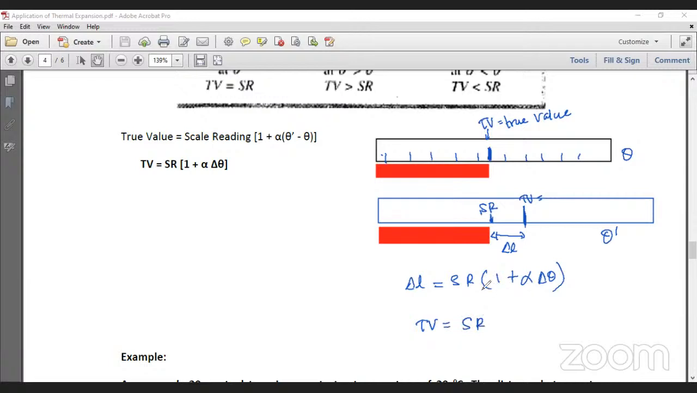Sorry, here මට value නෑ. So that's the delta L equals that is S, EV minus S star. So here this is equals to the actual value එක, මෙතන start, දැන් scale එකේ read කරන value එක times alpha and delta. So then the true value you can write that is a scale reading times 1 plus alpha delta t.